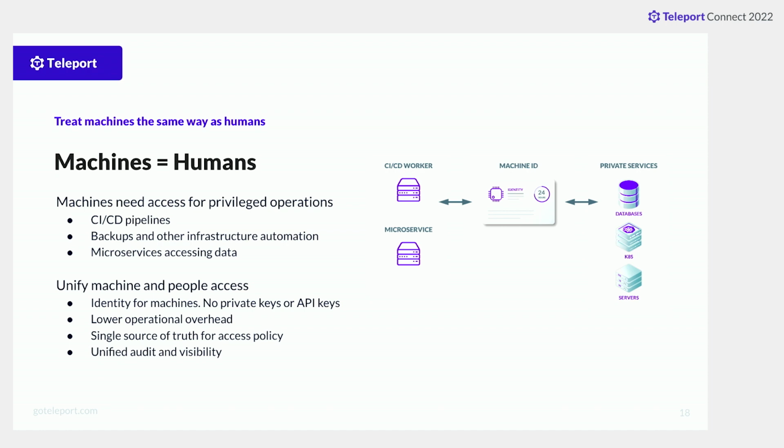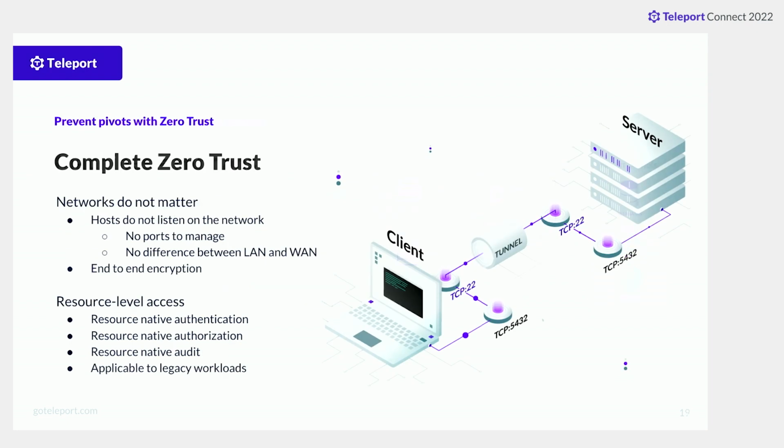You might have a compromised microservice. You could have your backup script. All of these things, they also need access. So if you have completely different policies, if you have two different things that you need to tweak to enforce policy, then again, you are not scaling properly. Consolidate and make sure that you have a single source of policy for machines accessing data as well as humans accessing data.